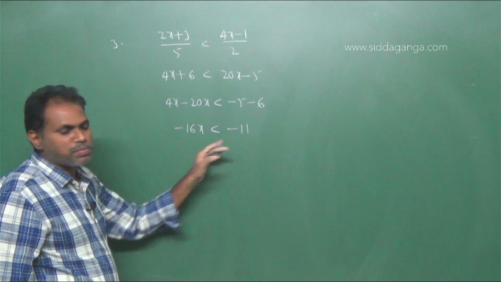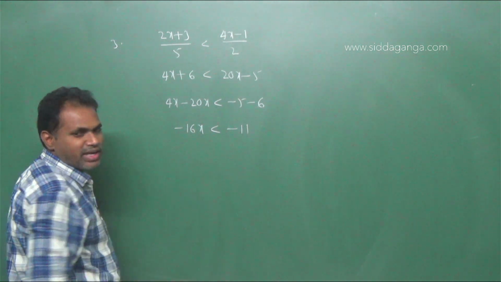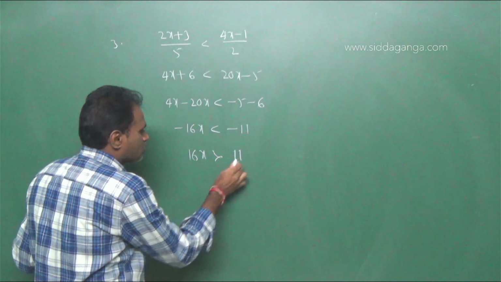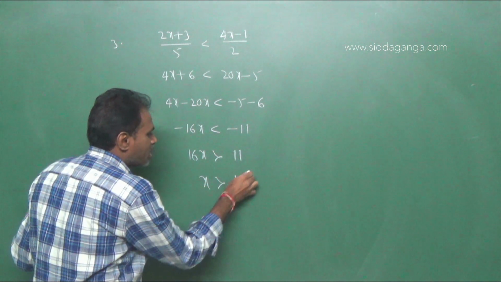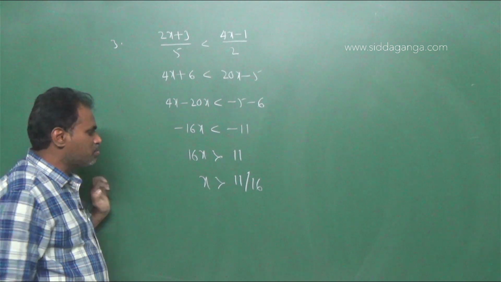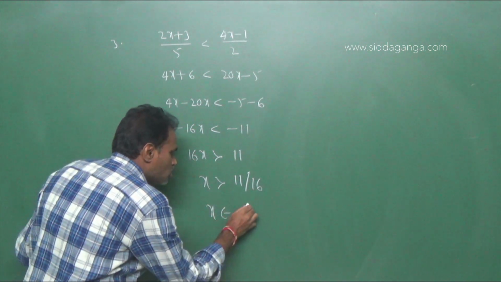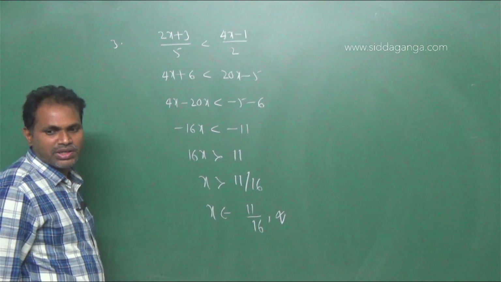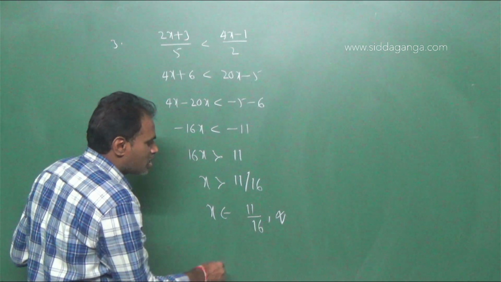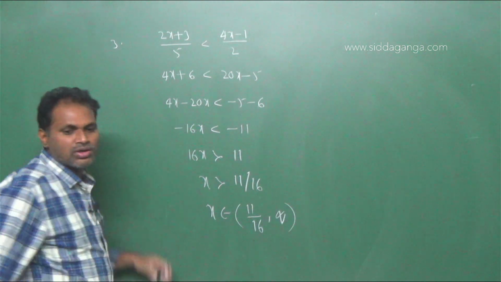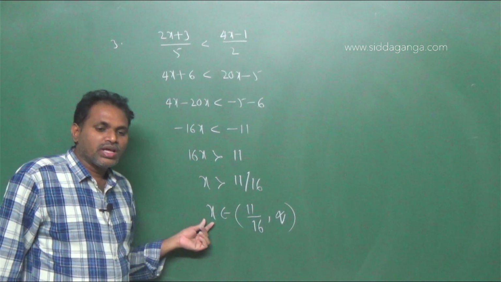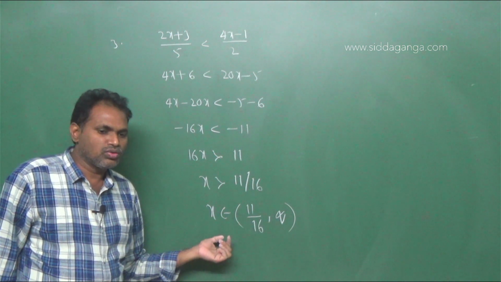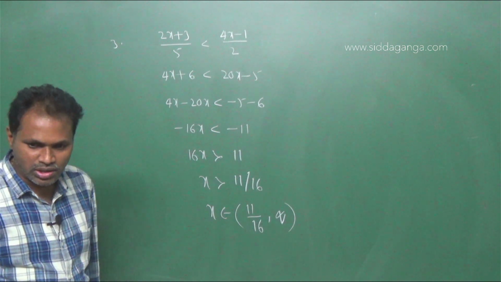Now multiply both sides by minus, then the inequality direction will change. That is 16x is greater than 11. Therefore, x is greater than 11/16. Therefore, x belongs to (11/16, infinity), taking open brackets on both sides. Therefore, option 4 is right. Next question.